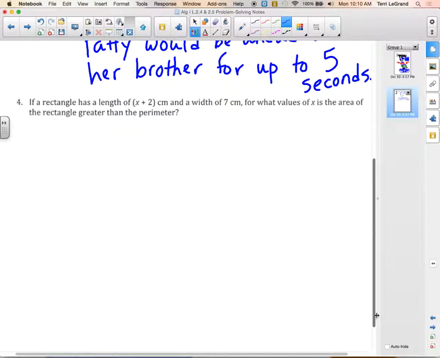Okay, number 4. If a rectangle has a length of x plus 2 and a width of 7, let's draw that. Let's make that picture. We have this rectangle, and it has a length of x plus 2 centimeters and a width of 7 centimeters. For what values of x, notice this time it does say x, is the area of the rectangle greater than the perimeter? I'm going to say area has to be greater than perimeter.